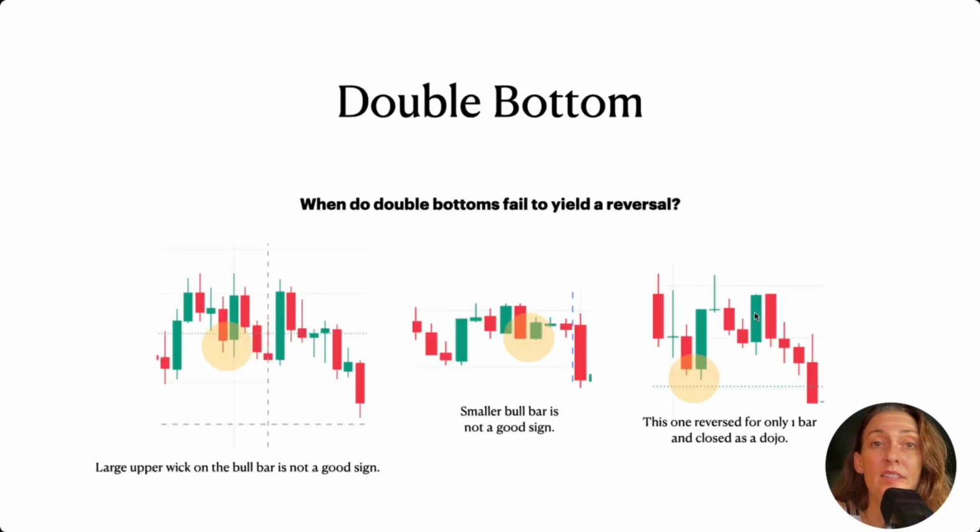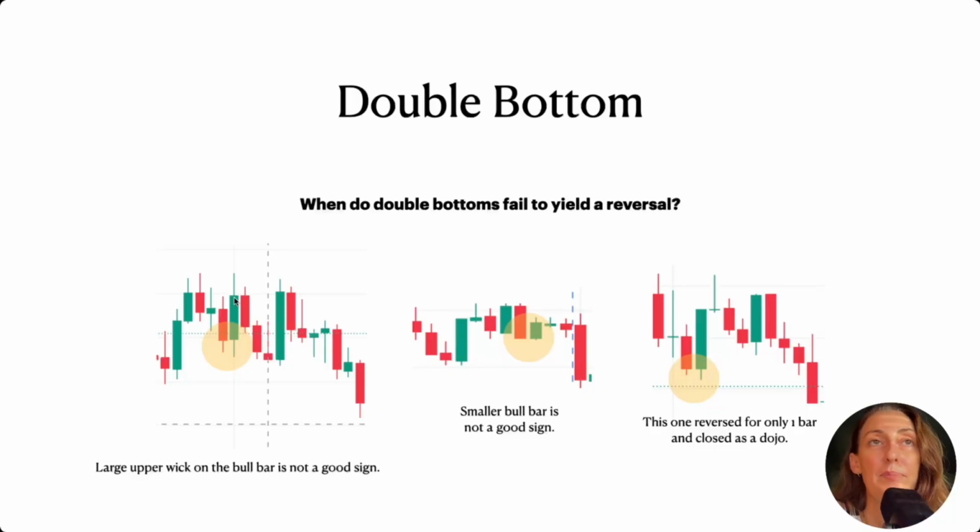But sometimes you will see a double bottom on the chart, but it doesn't actually yield a reversal. So let's look at some examples of that. So this one, we had a double bottom. They both finished at about the same point, where this one closed, this one opened. However, there was a larger upper wick on the bull bar.